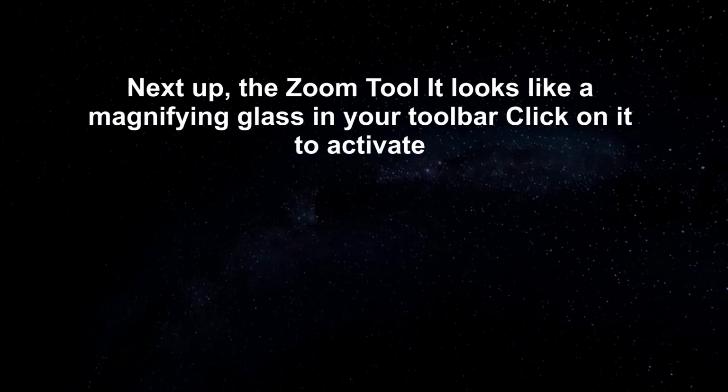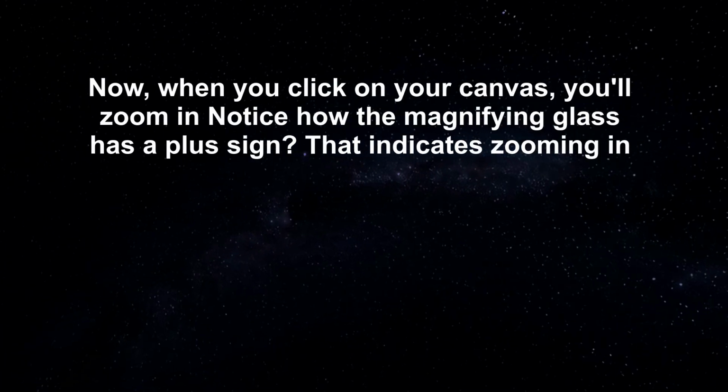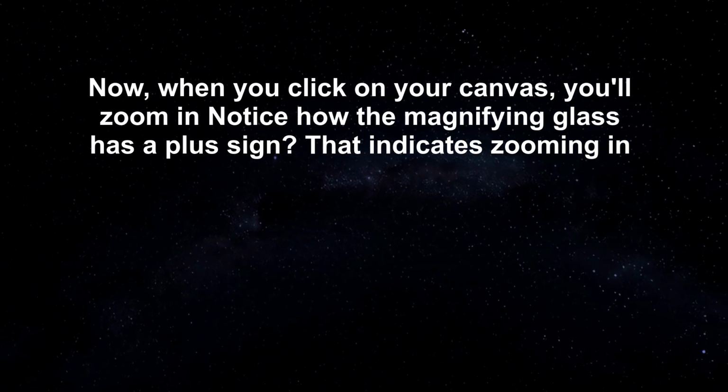Next up, the zoom tool. It looks like a magnifying glass in your toolbar. Click on it to activate. Now, when you click on your canvas, you'll zoom in. Notice how the magnifying glass has a plus sign.